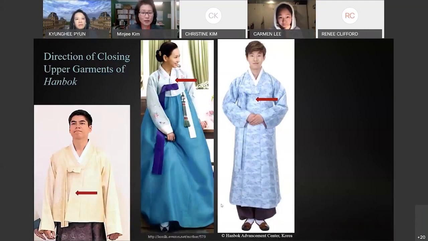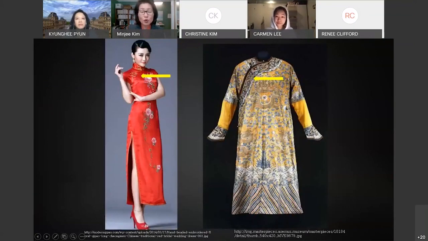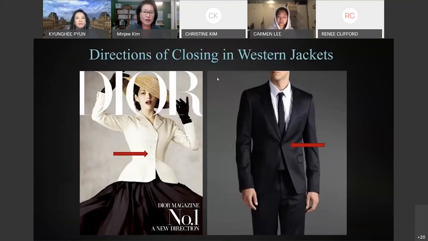And in modern practice, if you see hanbok upper garments, men's jogori, women's jogori, and men's coat are all worn left over right. And the kimono is also left over right. And chipao and changpao are also worn left over right. However, Western clothing differentiates the way of dressing depending on gender. So women wear right over left, men wear left over right. So this is kind of different in Western jackets.